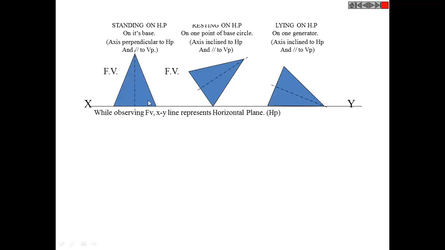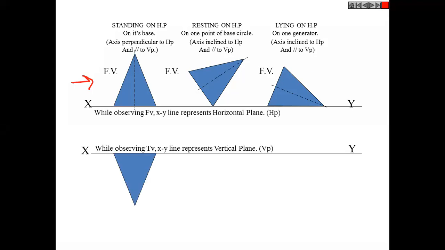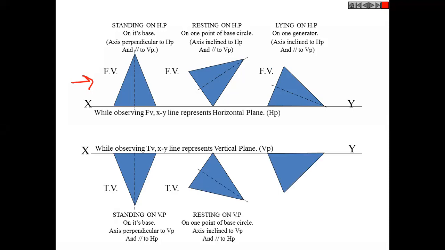There are mainly two kinds of problems in projection of solids. One where the object is resting in the horizontal plane, so it can have these kinds of orientations with respect to the horizontal and vertical planes. And another is that the object is resting in VP. So if the object is resting in VP, its top view will be like this, isn't it?